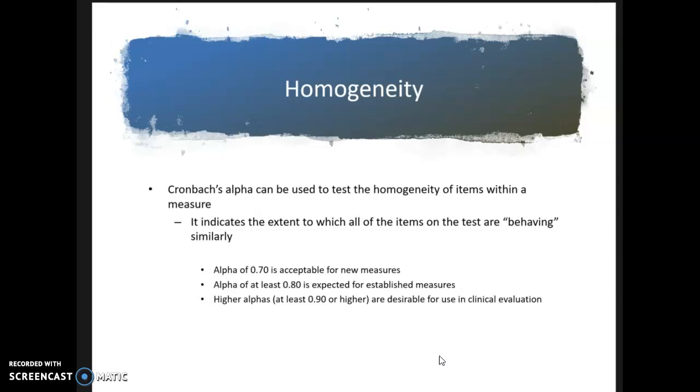So, some rules of thumb: an alpha of 0.70 is acceptable for new measures. An alpha of 0.80 is for established measures, and we're looking at strong reliability when we have an alpha of 0.9 or higher. So that's really desirable when we're looking at clinical evaluation.